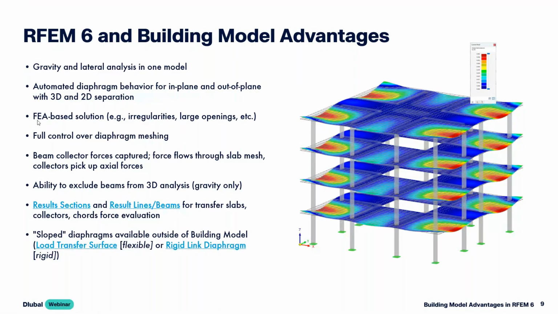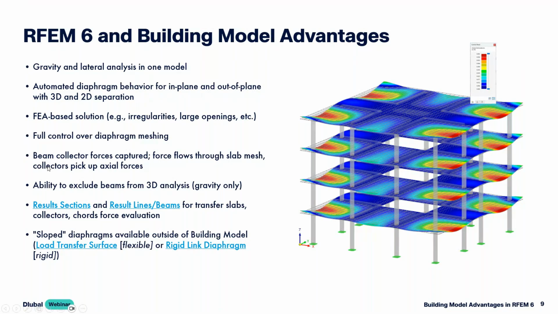So when we talk about diaphragm irregularities and large openings, this is entirely possible within the program and the building model add-on. This is not affected like what we would see in other software because FEA is used underneath the hood. With that, we have full control over the diaphragm meshing. We can automatically set a larger mesh, as we see over here on the right-hand side, or a smaller mesh. We can add FE mesh refinements at locations where we know we have higher stress points and want to refine that. This is all possible.